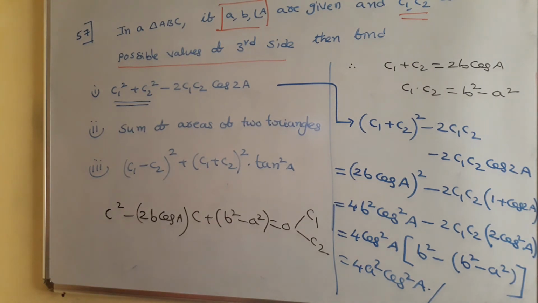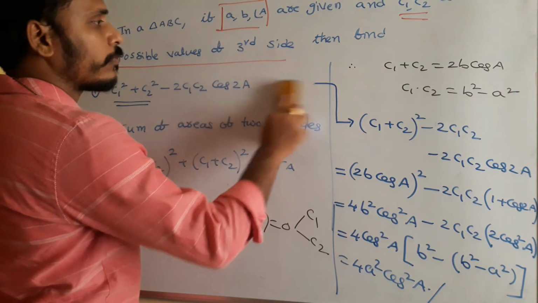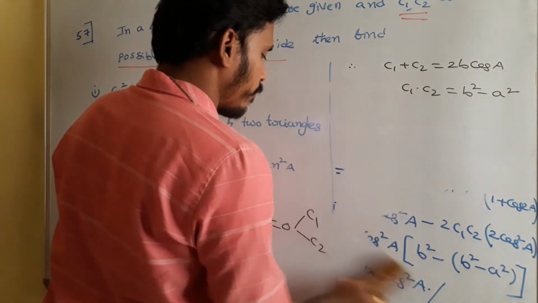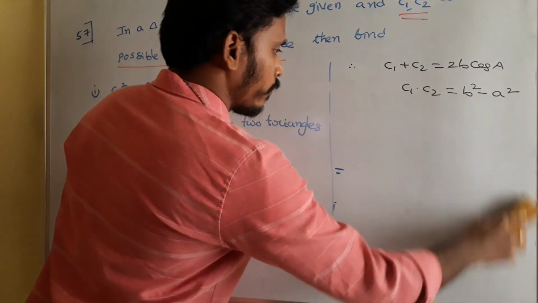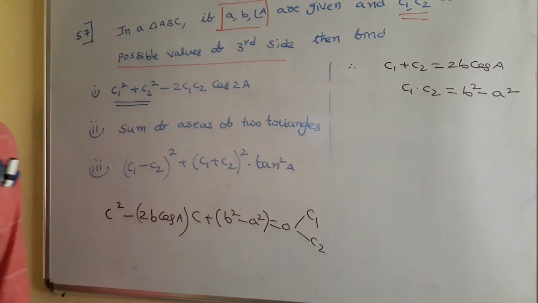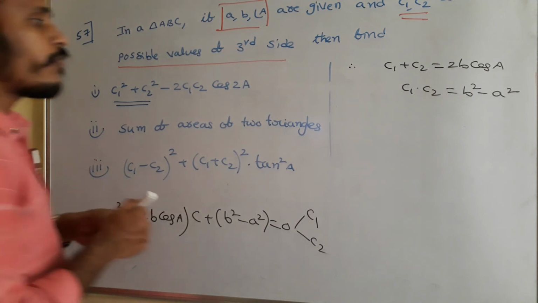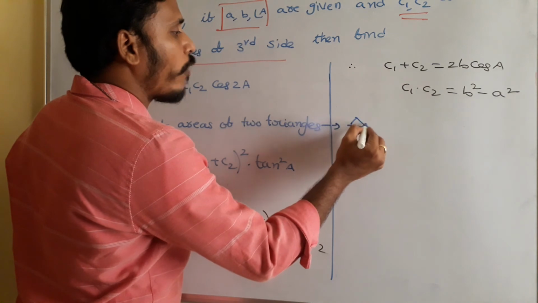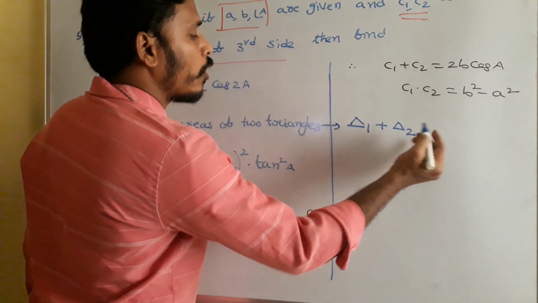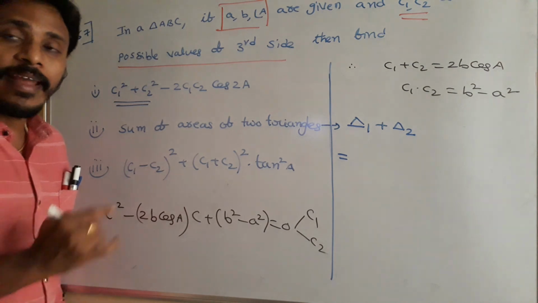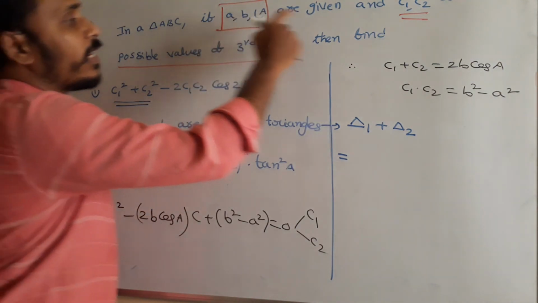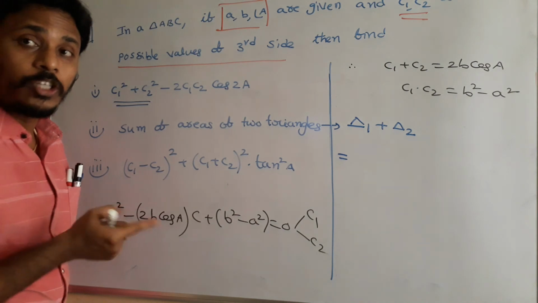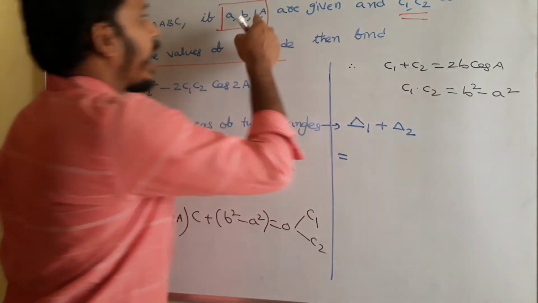That's the thing. The next one is to find the sum of the areas of two triangles. I am erasing this and then I will go for the next problem. Just think about it. We need to find the sum of the areas of the two triangles. So to find the area, what is the formula? Here we need to find triangle 1 plus triangle 2. In triangle 1, small a, small b, angle A and C1 are known. In triangle 2, small a, small b, C2 and angle A are known.